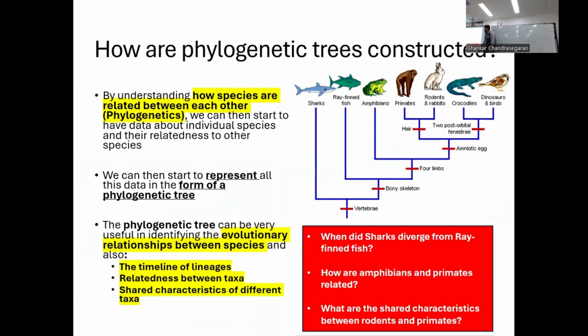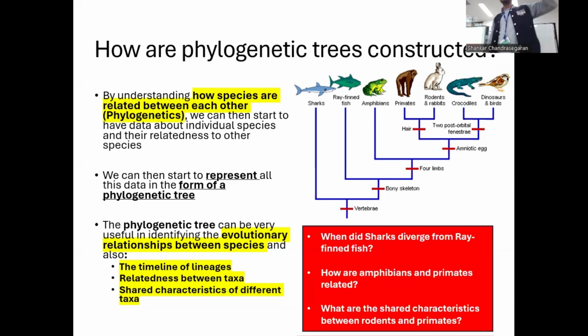Basically, if I ask you which of these species are vertebrates, all of them will fall under. But if I go a bit deeper, ask you which one has bony skeletons, only these would count. If I ask you which have 4 limbs, only these would count. Amniotic eggs, only these would count. Hair, only these would count, and only these have 2 post-orbital fenestrae.